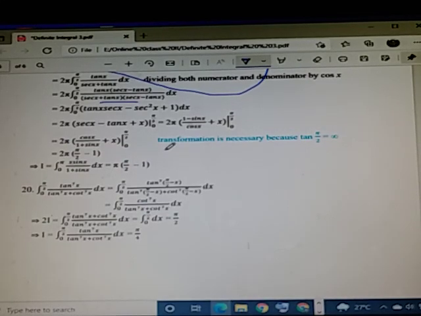So this is all about properties of definite integral. All these examples you practice, and any problem you discuss with me.